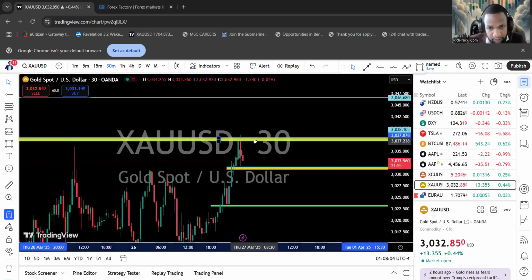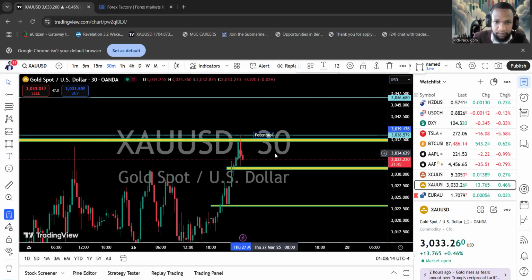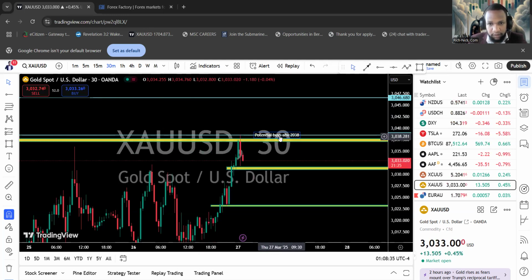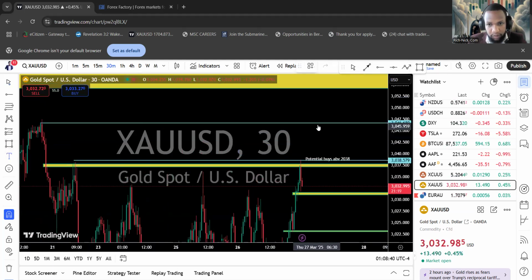So that's where we are right now. We're above that point. So I'm going to be having potential buys about this area, above the 30 38. Not 28, 30 38. See, above the 30 38 area over here, and we're going to go to take profit 1 and 2.